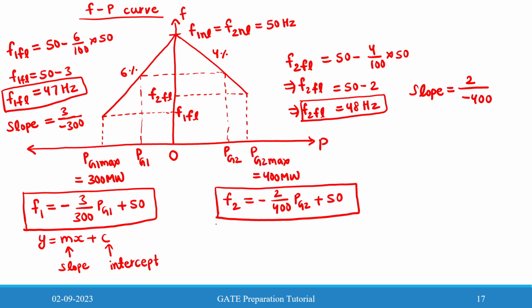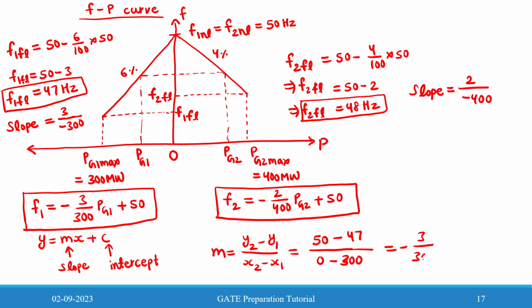And how do you write the slope? m is equal to y2 minus y1 divided by x2 minus x1. For PG1, y2 is 50 and x2 is 0, and y1 is 47 and x1 is 300. So that's why it is minus 3 divided by 300. Sir, the origin is 0, sir. So PG1 will be minus 300, sir. So that's why negative is coming. I'm saying in that way, sir.